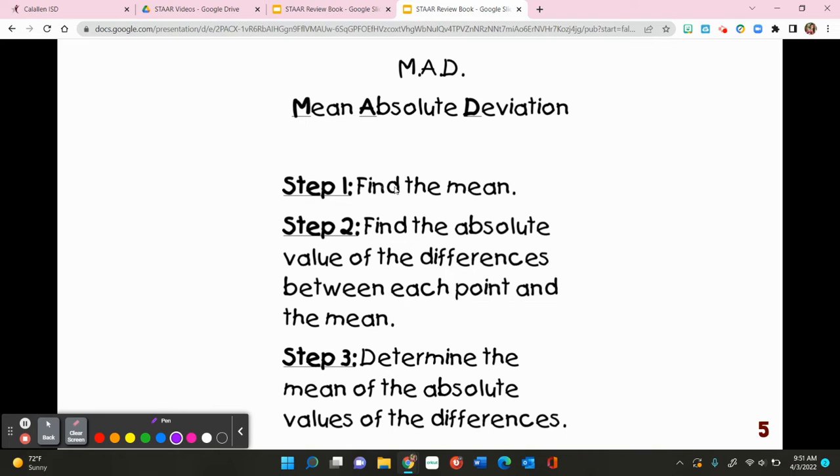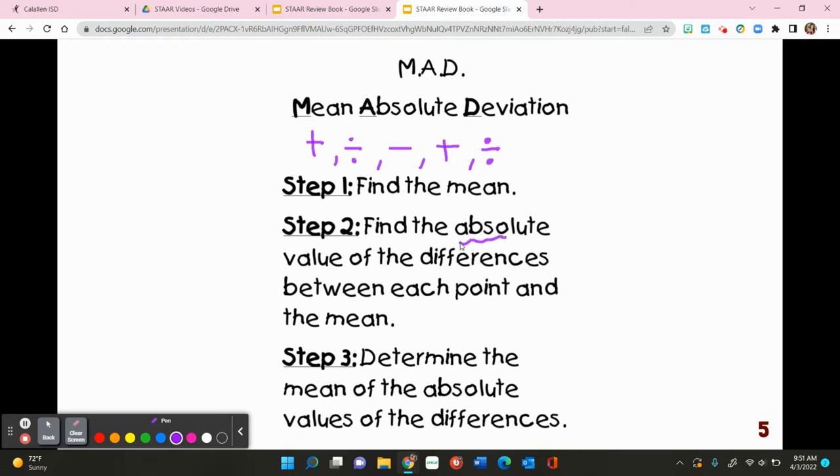Step one says we are finding the mean. Step two says we're finding the absolute value of the differences between each point and the mean. And then step three, determine the mean of the absolute value of the differences. So to put it simply, we are adding, dividing, subtracting, adding, dividing. These are your 5 steps whenever you are finding mean absolute deviation.